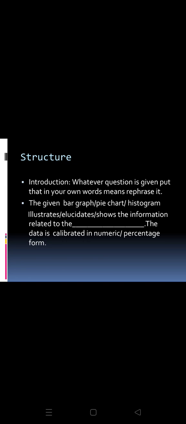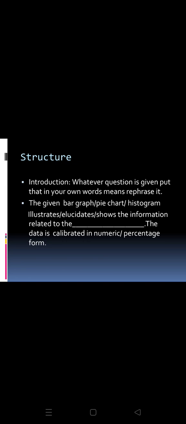So first thing, you need to put an introduction, and then in second paragraph you are going to describe what you have seen, the information to be described, highest, lowest, similar, and then the rest of it. And in the third, you're going to conclude it by talking about the trend, whether it is an upward trend or a downward trend, or it is fluctuating.